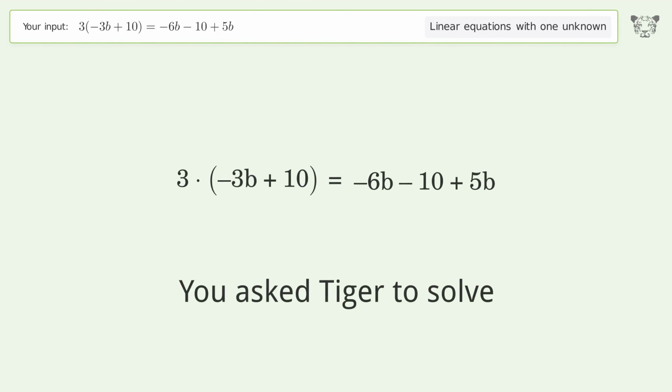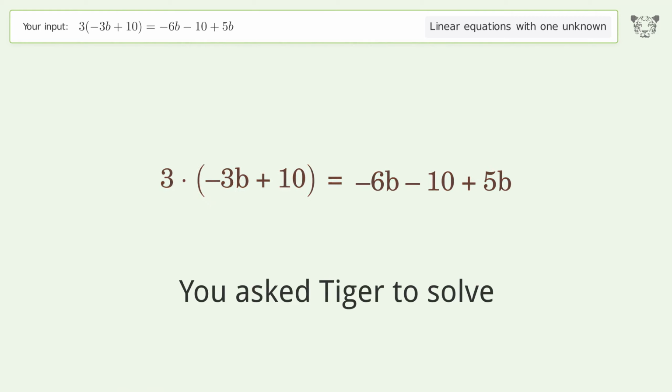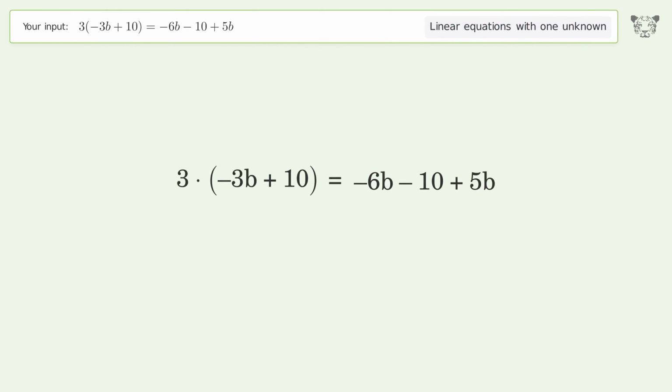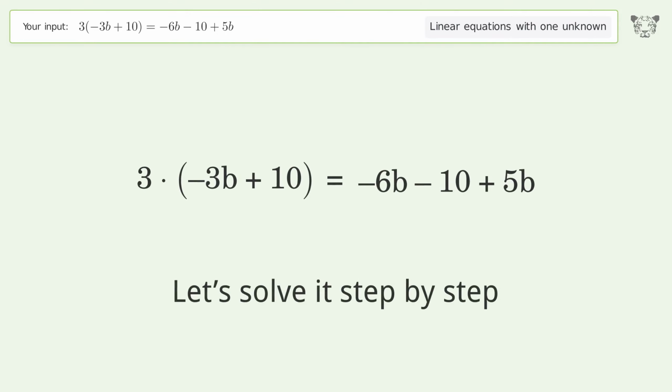You ask Tiger to solve. This deals with linear equations with one unknown. The final result is b equals 5. Let's solve it step by step.